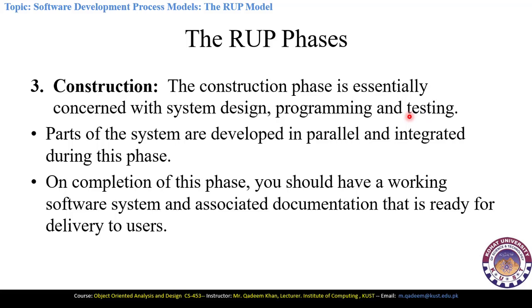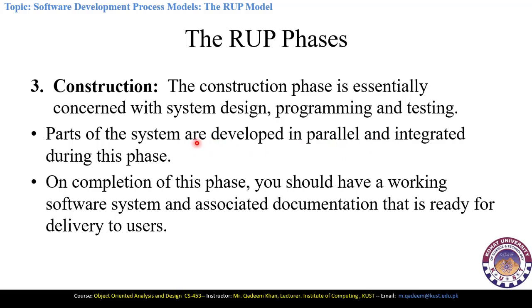Here we will conduct different sorts of testing, for example, unit testing, integration testing, system testing, and all other testing in which we will test the quality of the system. So here the system is developed as multiple modules, and all these modules are developed in parallel and then integrated with each other in this phase. All the modules are developed and then integrated with each other to form the final software product.